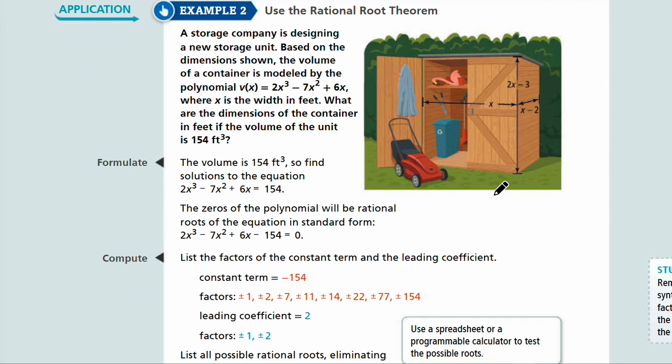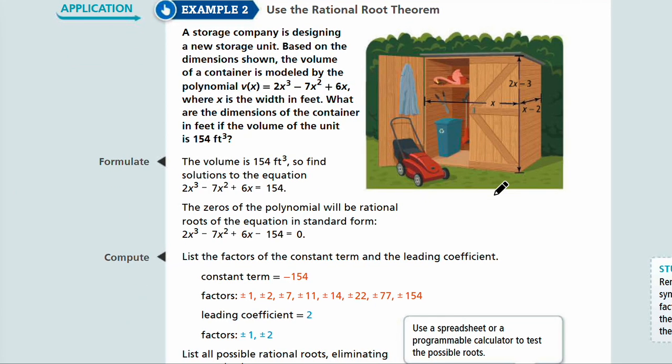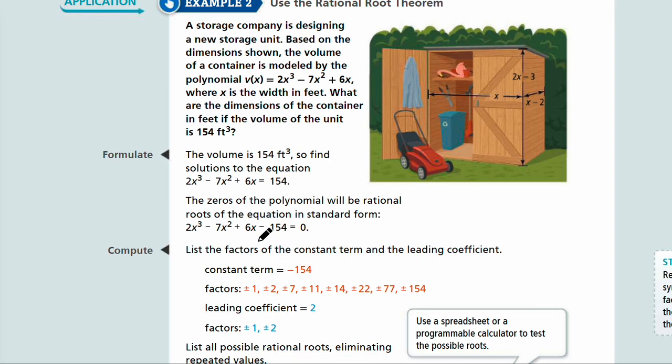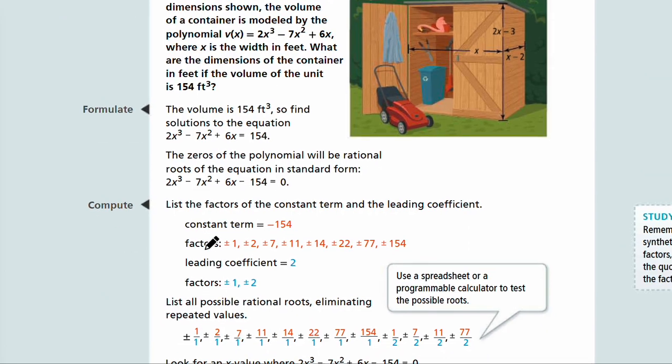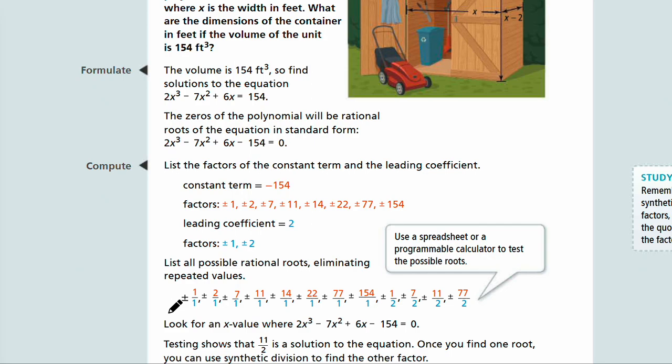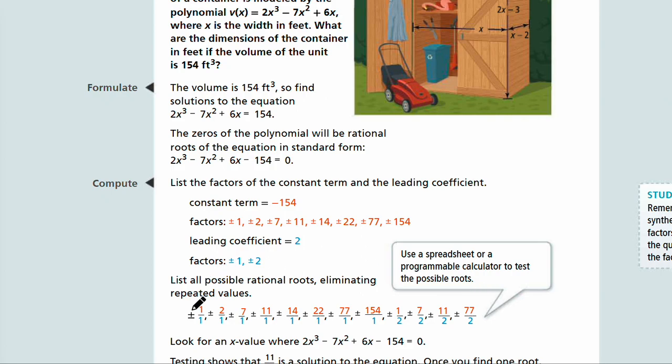So first, list the factors of the constant term and the leading coefficient. Based on the equation, we can look at the constant term and the leading coefficient to figure out the possible roots, right? By the rational root theorem. So looking at that, you can list all the possible rational roots. And then it's going to be too much time for you to check every single one by one. So please use a calculator to substitute into your equations and check for the solutions.